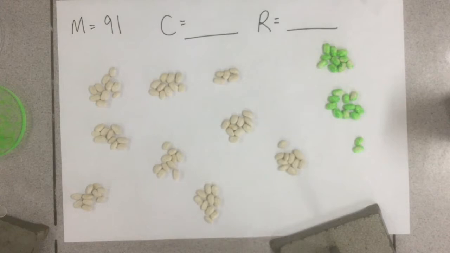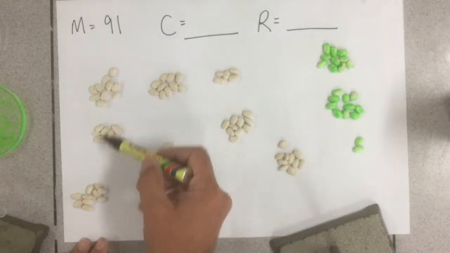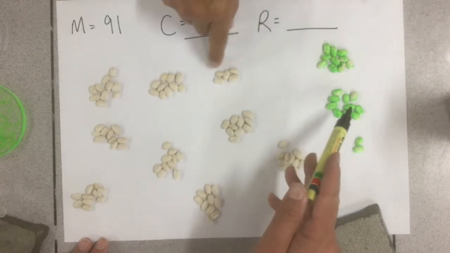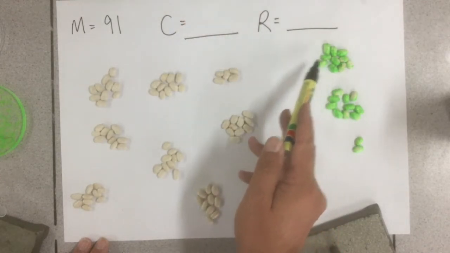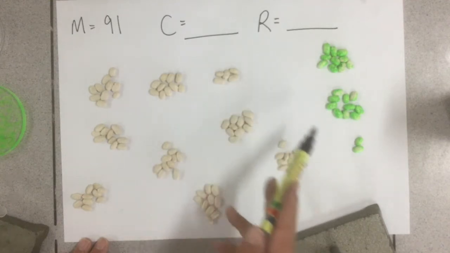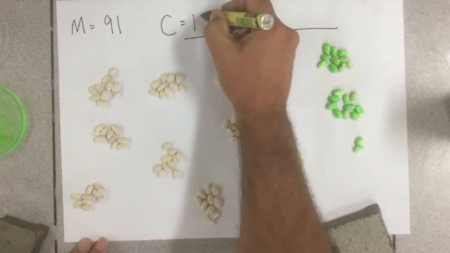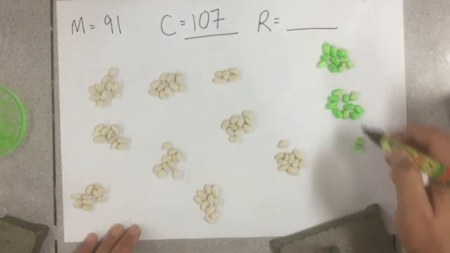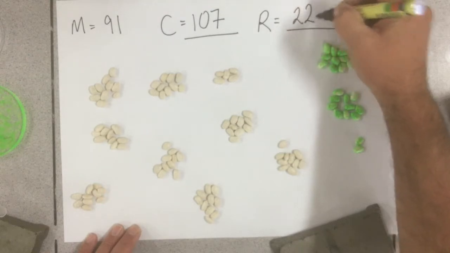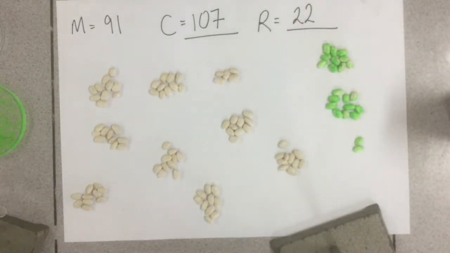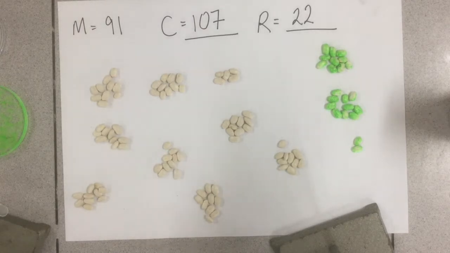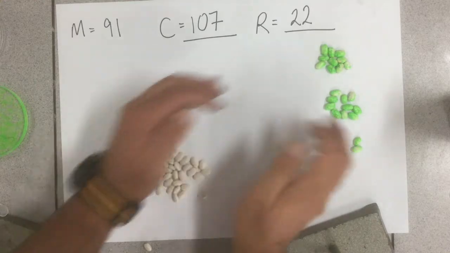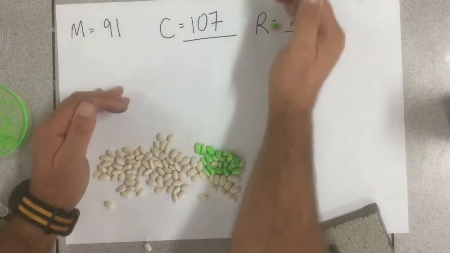Now that we have counted all of the individuals, 10, 20, 30, 40, 50, 60, 70, 80, 90, 100, 105, 107, and 22 individuals that were already caught, we can complete our population estimate because we have all of the data. First, we return the individuals back to the population.